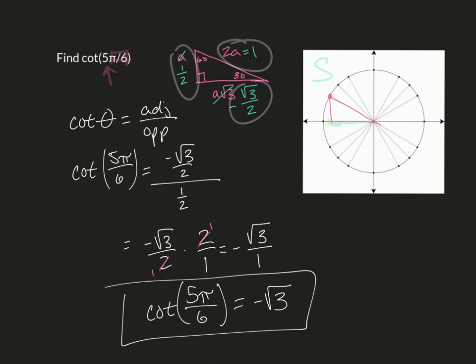So what I did then is I did my adjacent over my opposite. Adjacent was that root 3 over 2 here, and my opposite was a half. Complex fraction. This should be getting very simple for you at this point. Turn that into multiplication, flip the bottom, I end up with a negative root 3 over 1, which turns into my final answer of negative root 3.